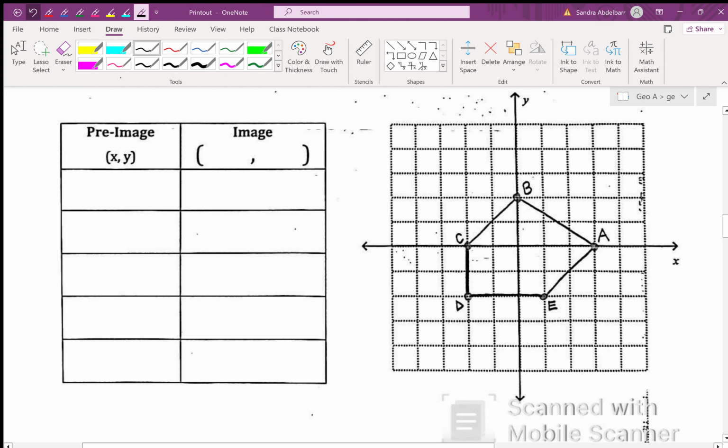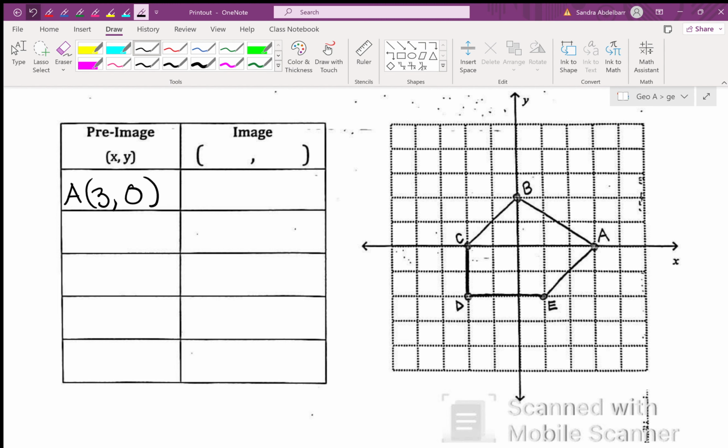So I'm going to start off and write out A, and then you start at the origin, and then we're walking 1, 2, 3. So it's 3 on the x-axis, and because we're not going up or down at all, it's a 0 on the y. So our coordinate is (3, 0).